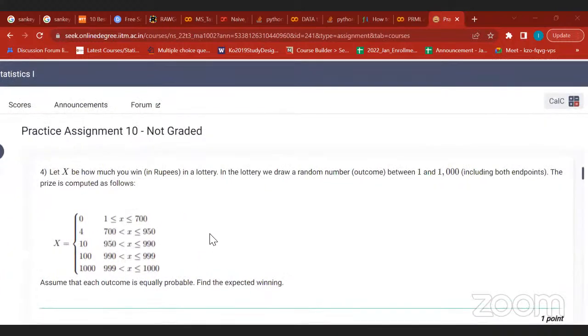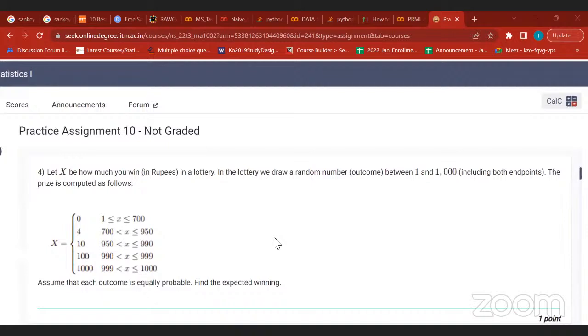So for the first part, it would be the probability of the first case into 0, then the probability of the second case into 4, plus, and we are going to do that till we get the last thing. So the question is, here we are including endpoints. What if we are not including endpoints? For the first case, what values are we going to take? The second, third, fourth are clear. But for the first case, what values do we take if including both endpoints is not given?